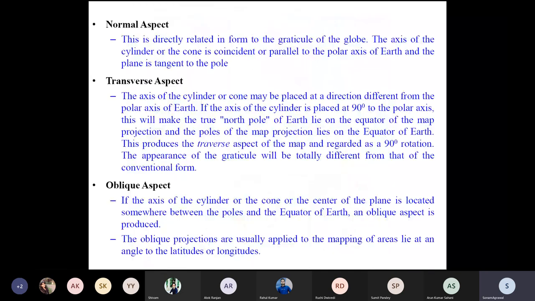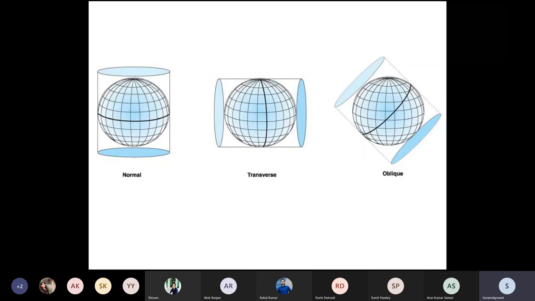I'm opening another diagram. Okay, this one is again the same one. You have three types of aspect: normal, transverse, and oblique. As you can see on the screen, the cylindrical projection is made using normal, transverse, and oblique. Now my question is, if you are using a normal projection, at which position will the distortion be maximum? If you use transverse projection, at which place will the distortion be maximum, and at which place will it be minimum? In the normal projection it will be maximum at the poles, and in transverse it will be maximum at the equator.